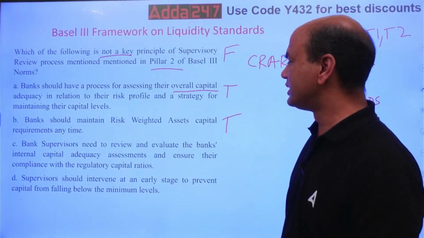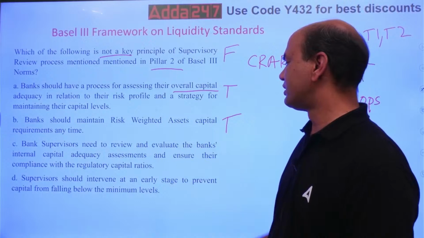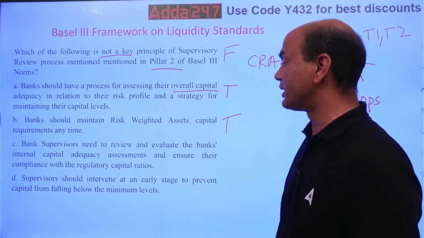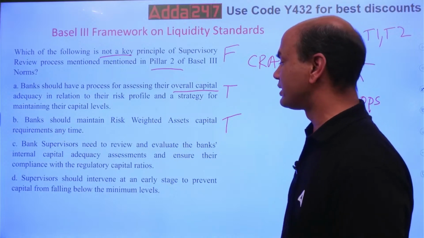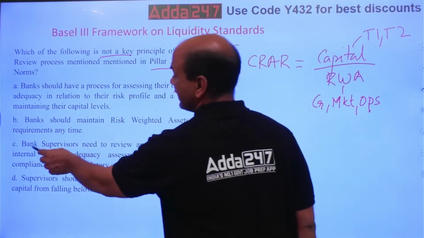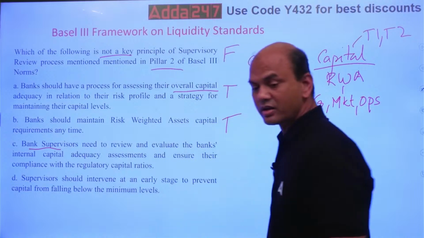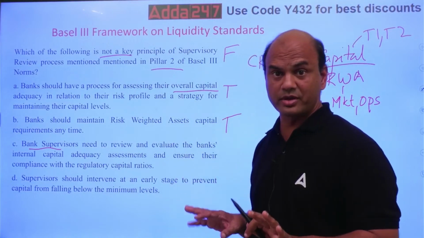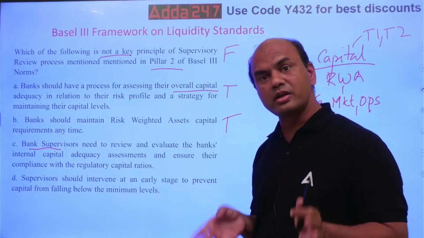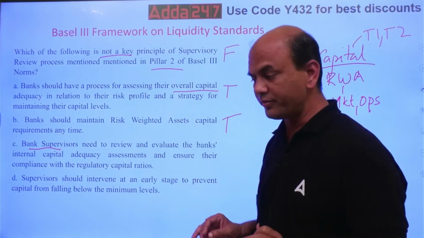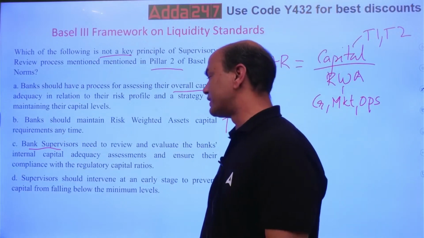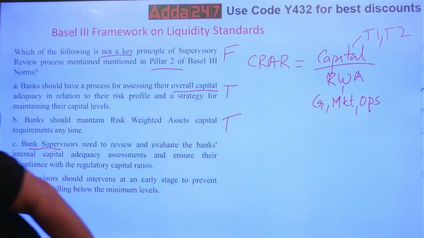Bank supervisors need to review and evaluate the bank's internal capital adequacy assessment and ensure compliance with the regulatory capital ratio. So supervisor means what? Bank supervisor means auditor, or you can call it RBI also. See, both are equally important. Auditor means internal auditor also. So the bank supervisor should review.